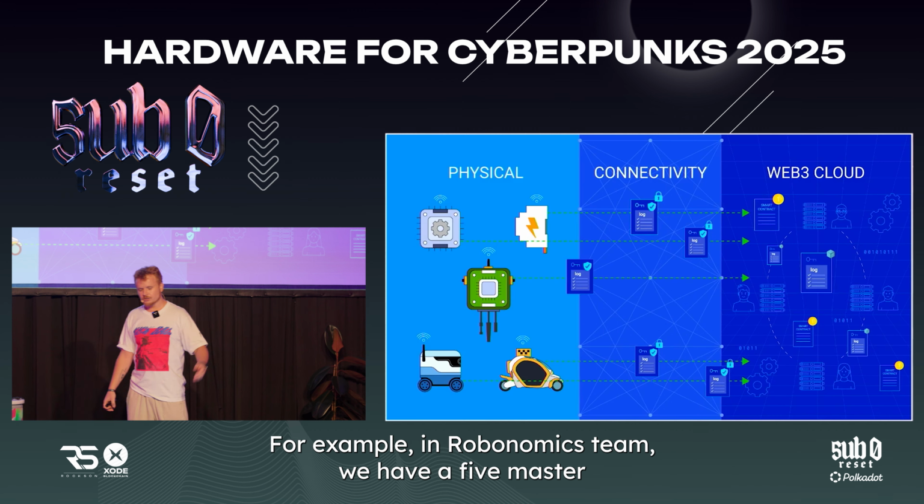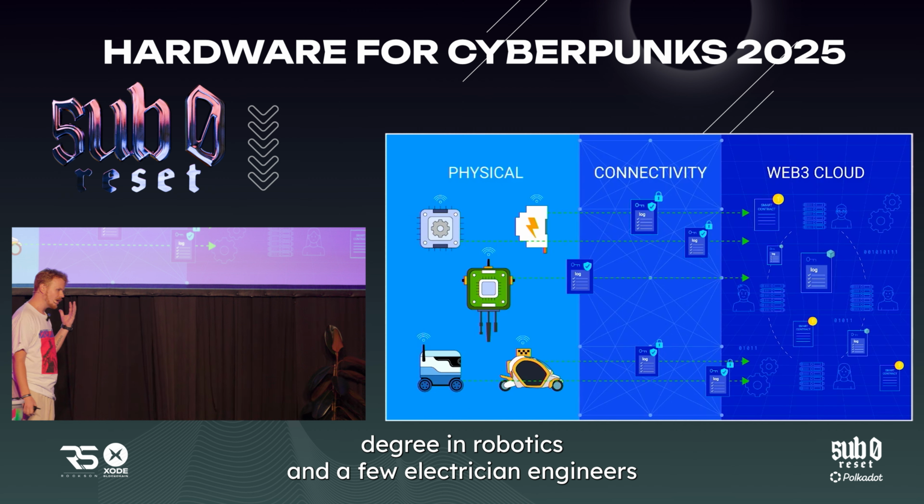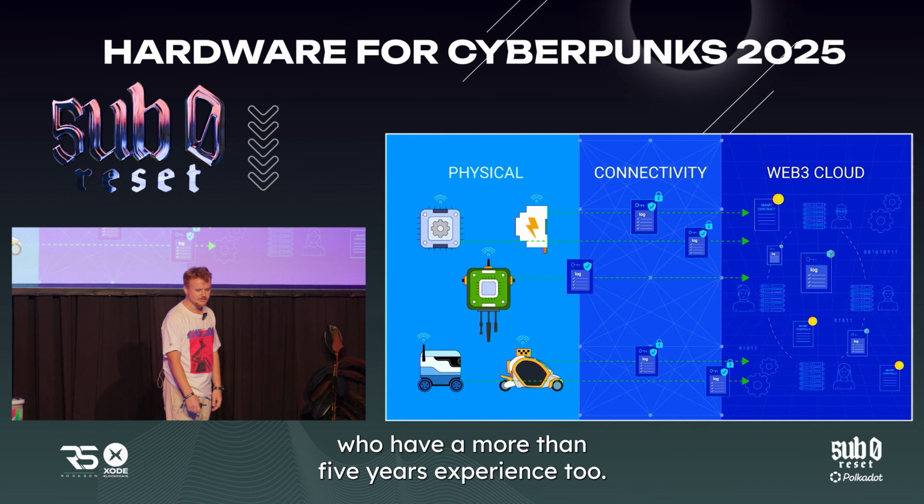For example, in the Robonomics team, we have 5 master's degrees in robotics and a few electrical engineers who also have more than 5 years of experience.